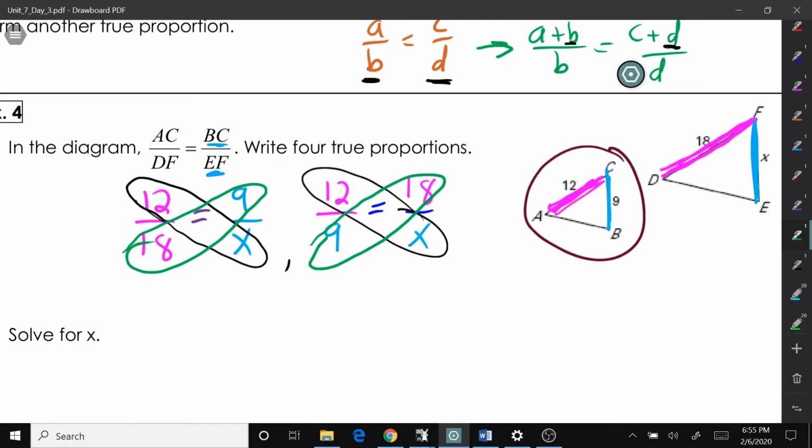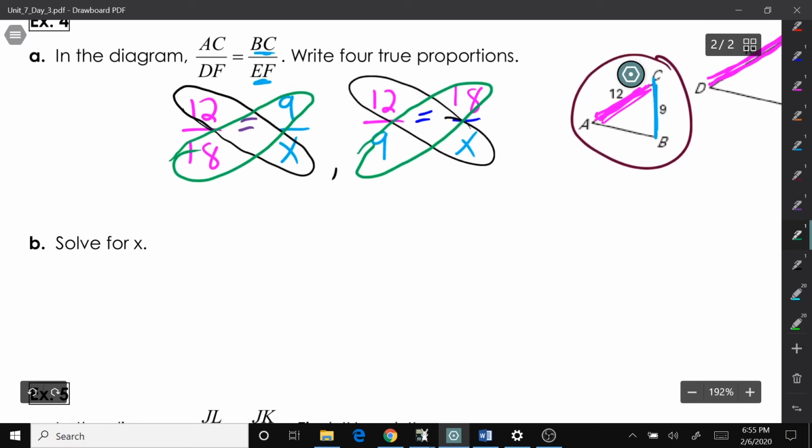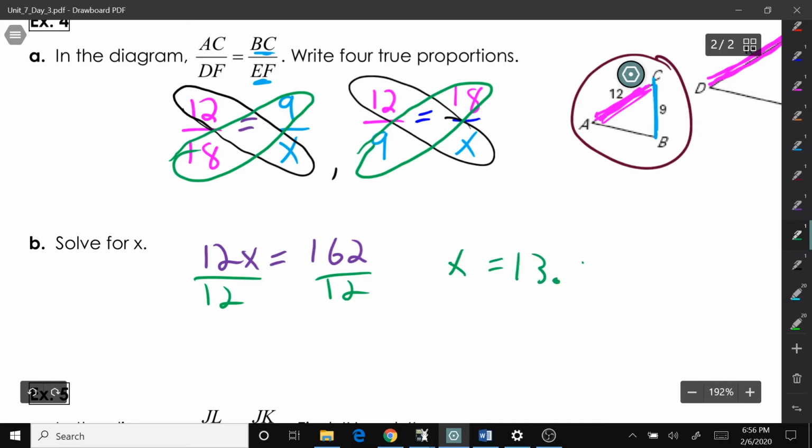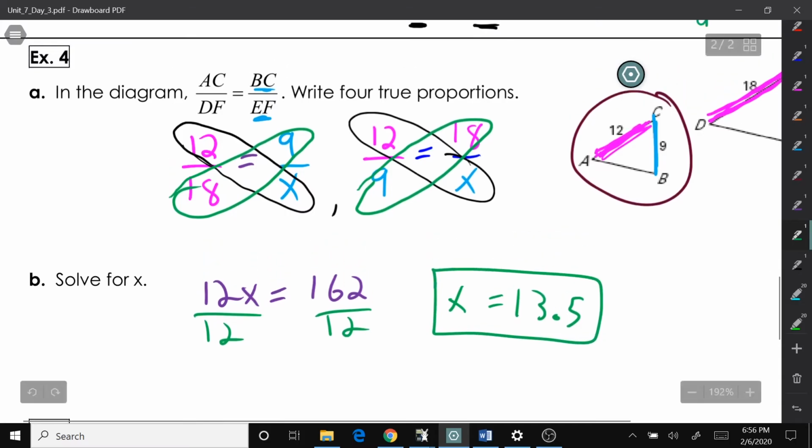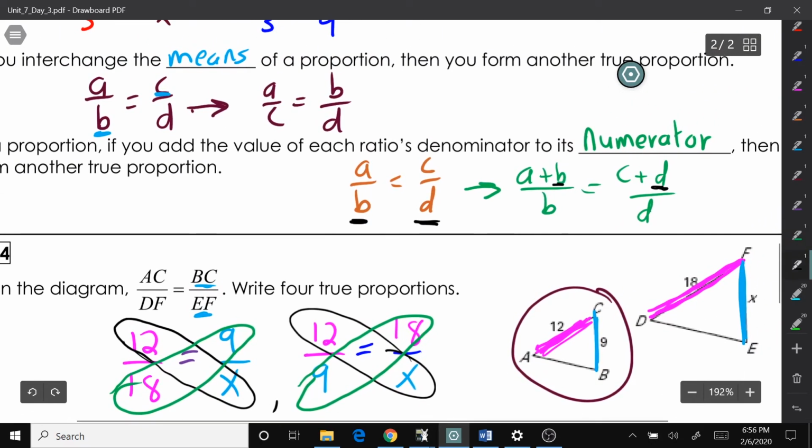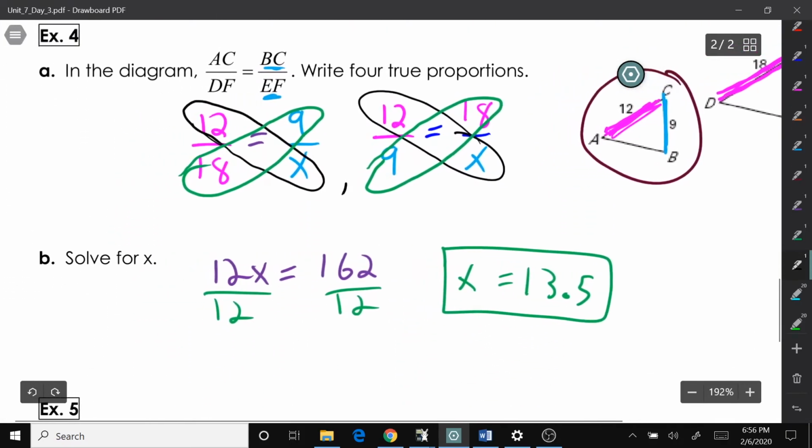So let's now solve this proportion. 12 times x is 12x equals 18 times 9 is 162. And we'll divide both sides by 12, and x will equal 13.5. And that is our answer. You could have used this ugly thing up here, but that would have just made more unnecessary work. Let's try to keep things simple when we can.